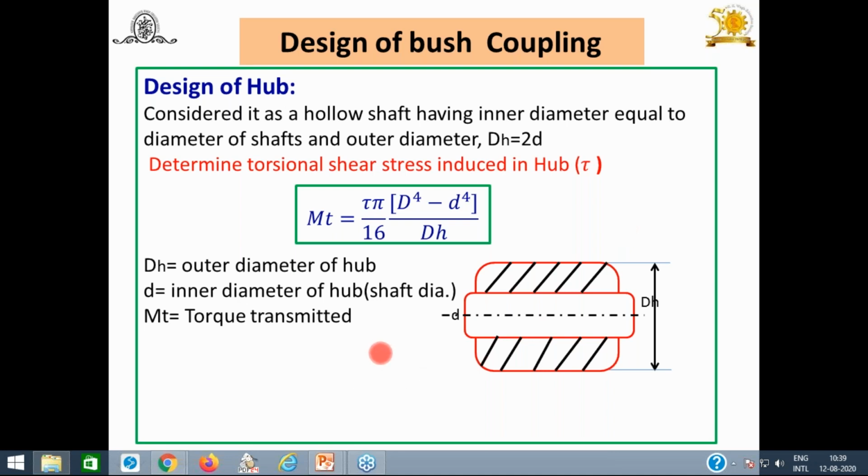Try to understand. That means design of shaft, design of hub, which is same like a rigid flange coupling. Only in nomenclature I have used DS, so you can make a correction here instead of capital D, DH. Try to understand.